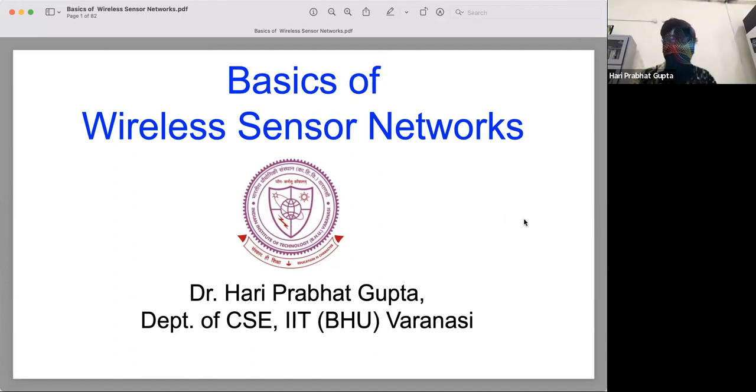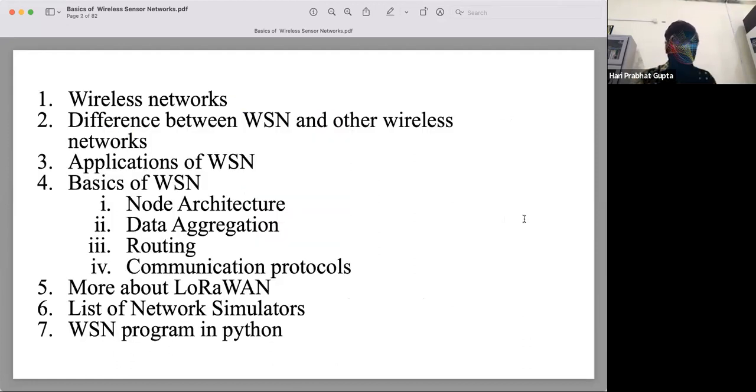So we started here. In this talk, we will cover the basics of the wireless sensor network. Here we have mainly 7 sections. First we discuss wireless networks, not only the wireless sensor network, but wireless networks. And then we find out the difference between these wireless networks and wireless sensor network.